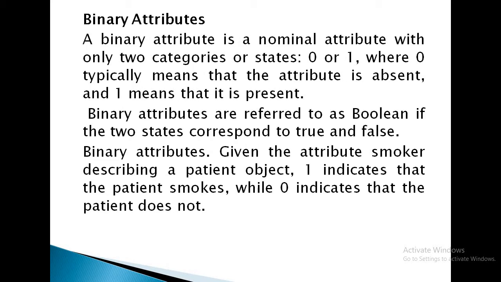Next, binary attribute. A binary attribute is referred to as Boolean if the two states correspond to true and false. Given the attribute smoker describing a patient object, 1 indicates that the patient smokes, while 0 indicates the patient doesn't smoke. A binary attribute is a nominal attribute with only two categories or states, 0 and 1, where 0 typically means that the attribute is absent and 1 means that it is present.